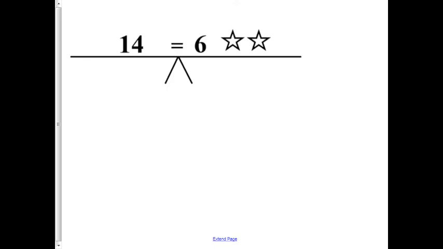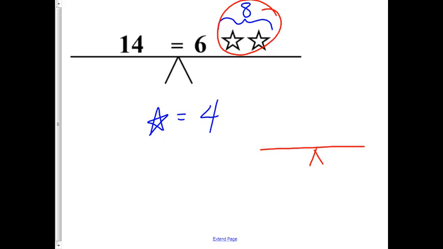Or I could say, if I have 14 on the left-hand side and I have 6 and then something else on the right-hand side, then these two pieces together have to be 8 because 14 minus 6 is 8. Or in other words, 6 plus 8 is 14. And if the two stars together have to be 8, then each one of them has to be 4. Really, I could look at this as another problem where 8 is equal to 2 stars. I bet that most of you would be able to get that one very quickly and see that each star has to be 4. One more example.